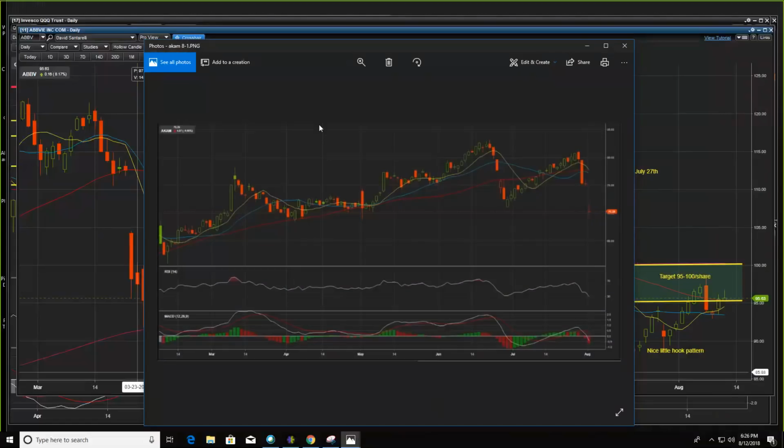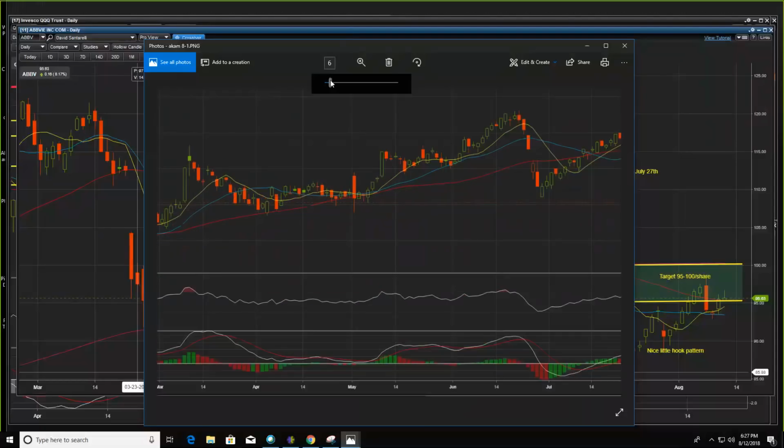Let me try to zoom in a little bit here. Okay, it got all the way down to 70.29 a share. Let me zoom in a little bit.